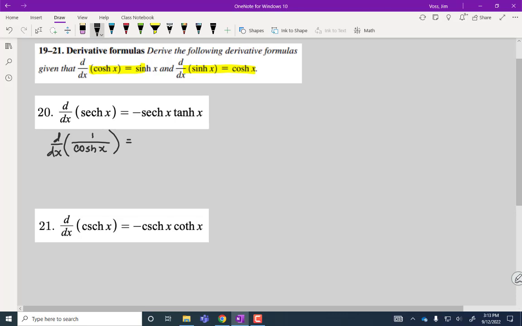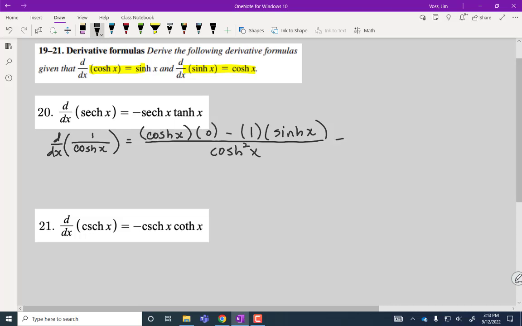What rule do we use when we're differentiating a quotient? Product rule? Quotient rule. So low d high minus high d low. And d low is sinh. They are each other's derivatives, which makes it simple. Divided by low squared, cosh squared. Perfect. And 0 times cosh, that definitely is gone. So we have minus sinh in the numerator. And we have a cosh squared in the denominator.